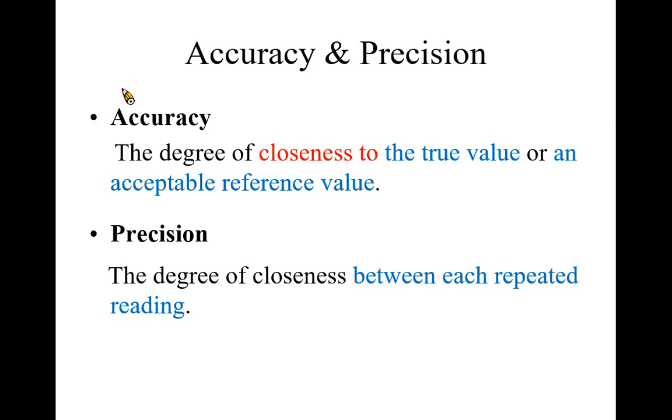And let me explain accuracy and precision. Accuracy is the degree of how close the measurement is to the true value, or how close to an acceptable reference value. Precision means the degree of closeness between repeated readings. That means if we measure more than one time, in the first time and the second time, how close the readings are between these measurements.